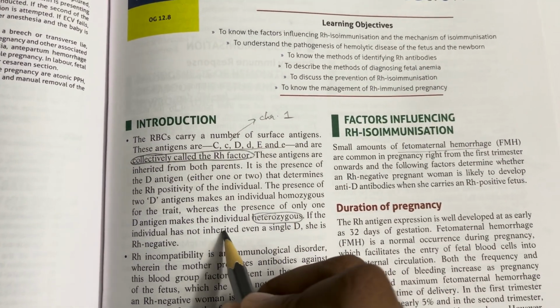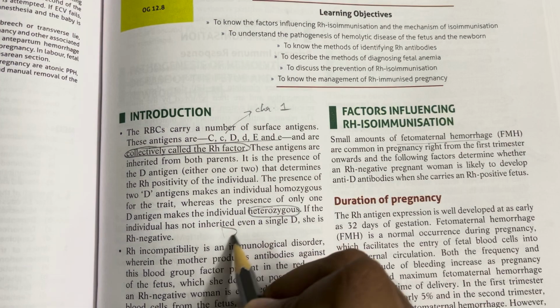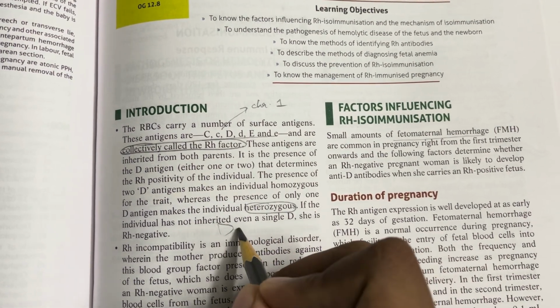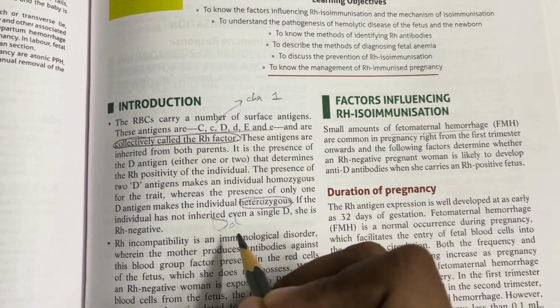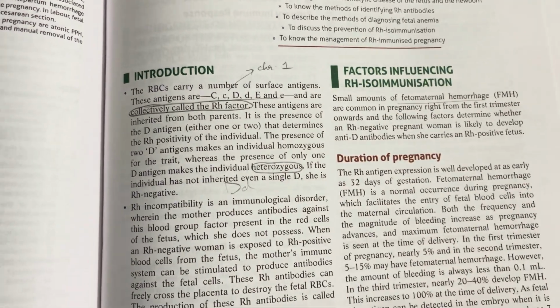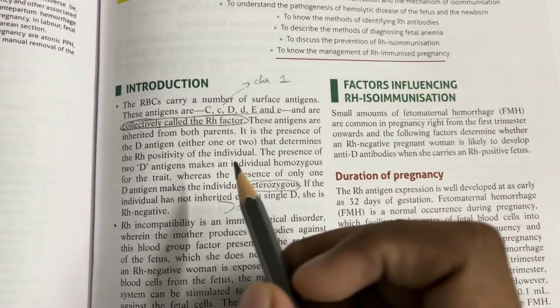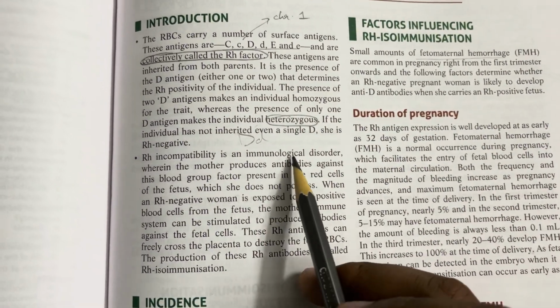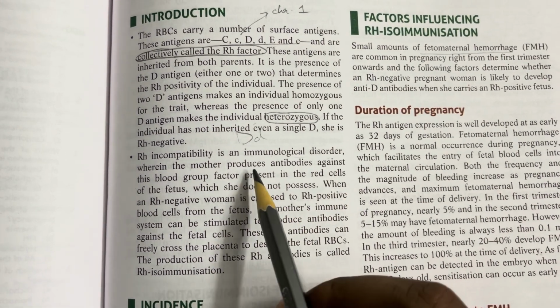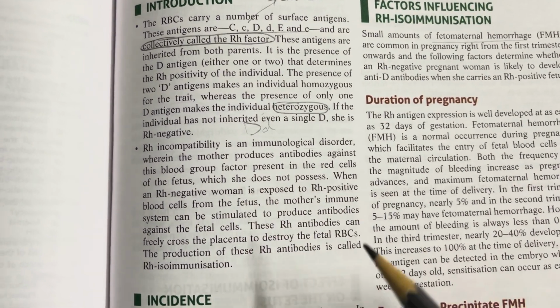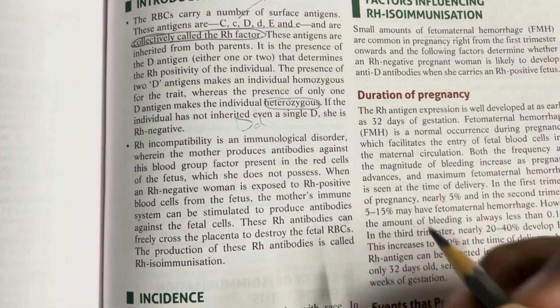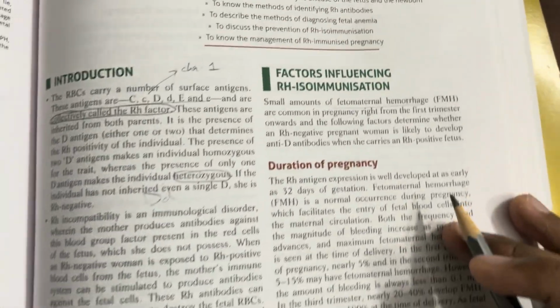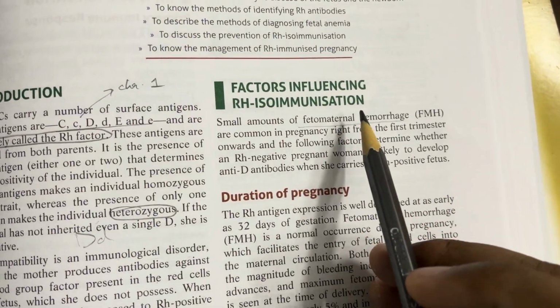The D trait is heterozygous. So basically, if one capital D and one small d are there, even then the baby will be RH positive. RH incompatibility is an immunological disorder. The mother produces antibodies against this blood group factor in the red cells of the fetus, which she does not possess.